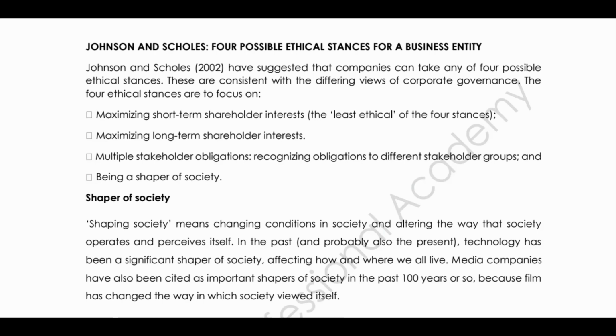The assignment: list three companies, identify the stakeholders, and split the stakeholders into internal and external.